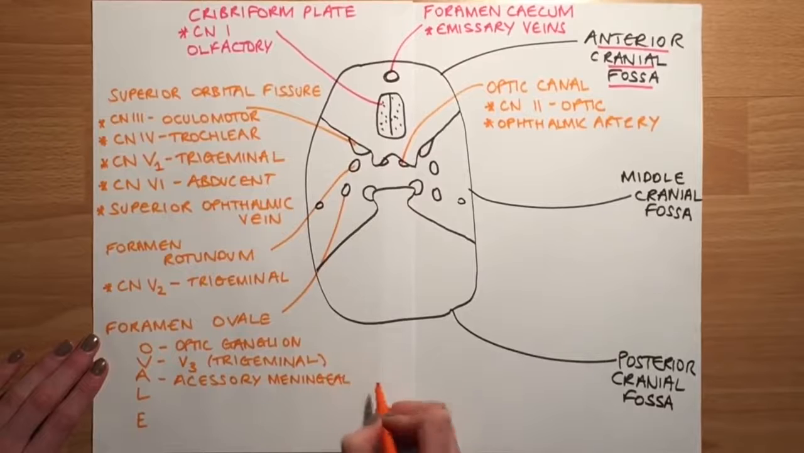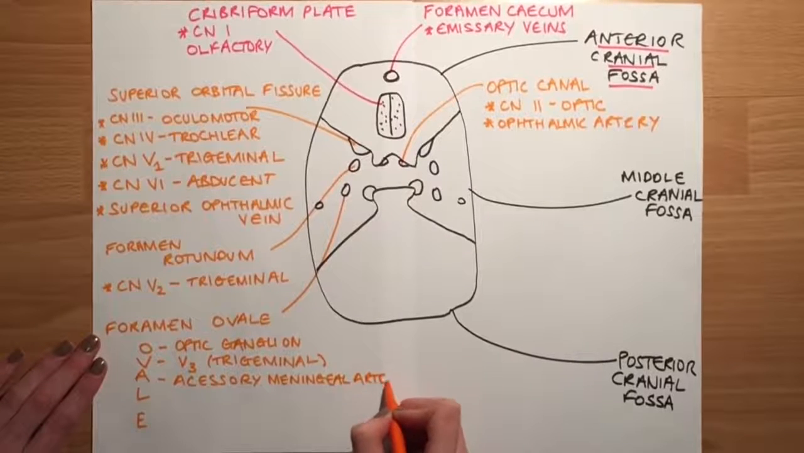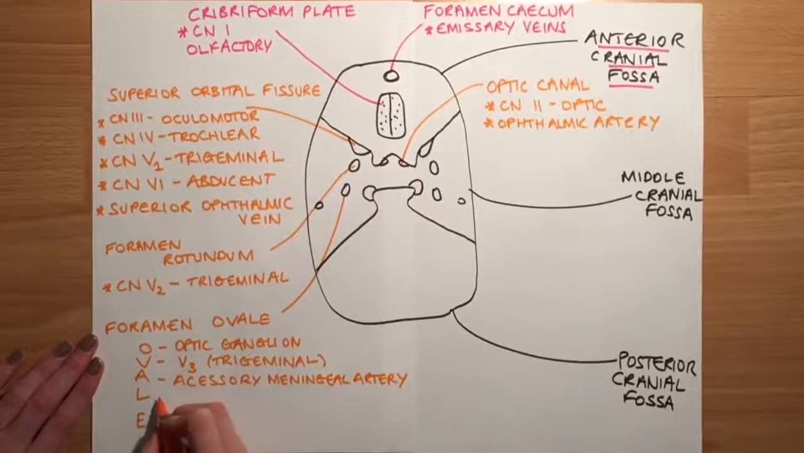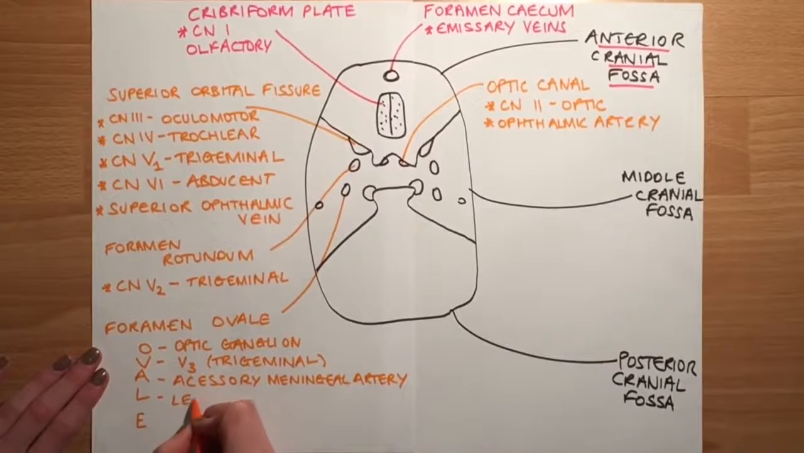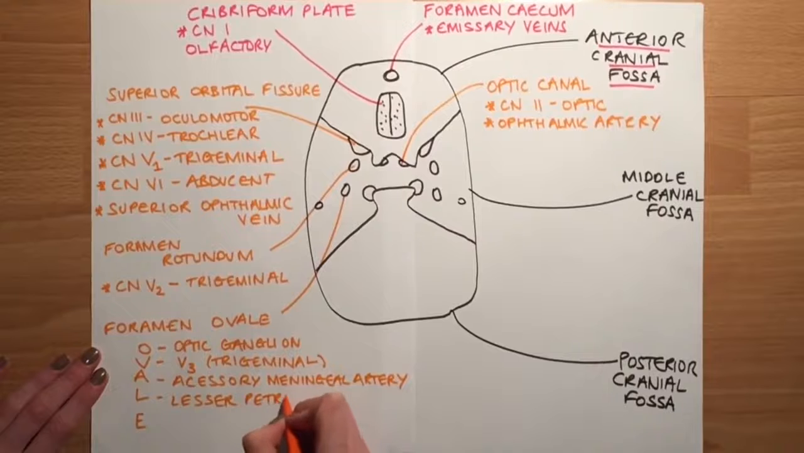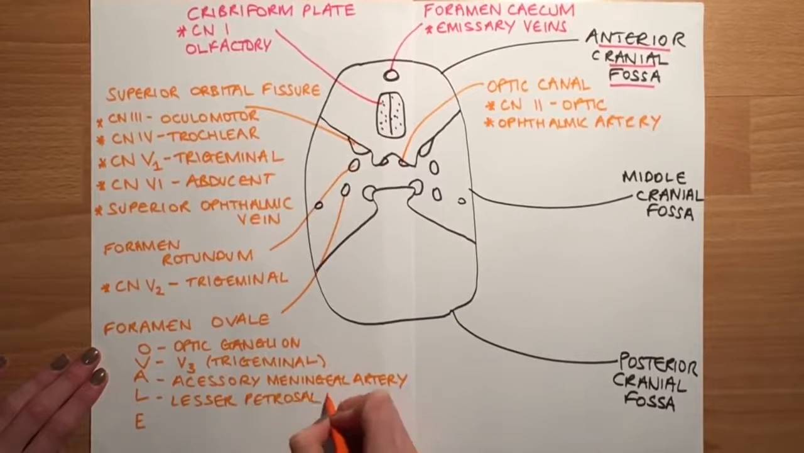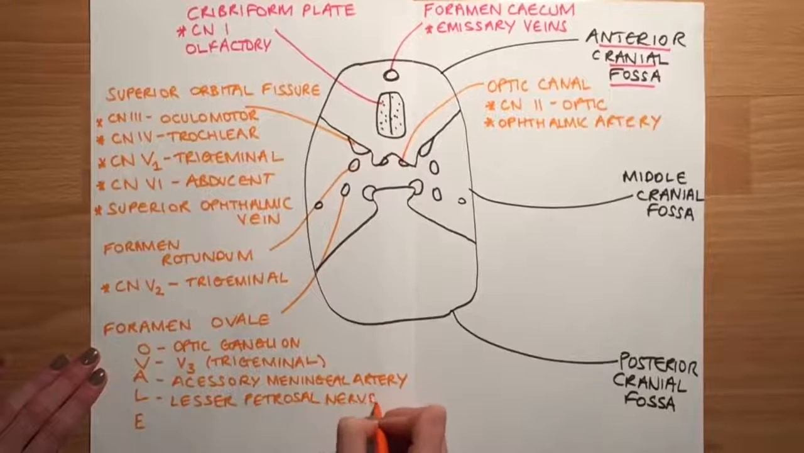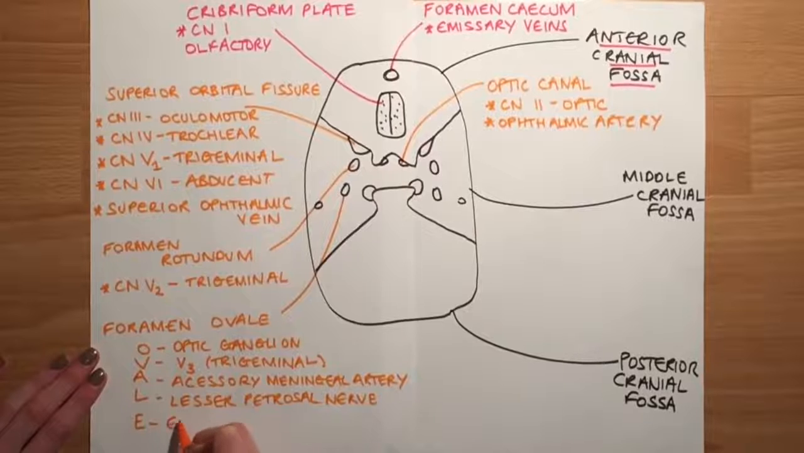And then next you have L, which stands for the lesser petrosal nerve, which is actually a branch of the glossopharyngeal nerve. And then you have E, which stands for emissary veins.